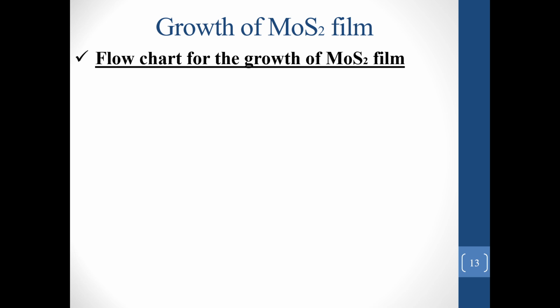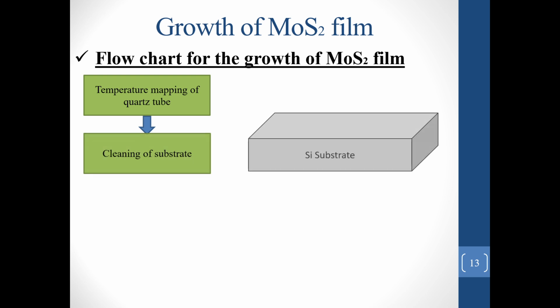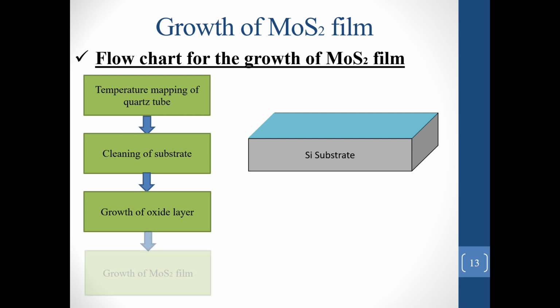Now move on towards the growth of MoS2 films. So first of all, the flowchart for the growth of MoS2 films. First, we have to perform the temperature mapping of the quartz tube. Then we will discuss the cleaning of the substrate. This is our silicon substrate. And then the growth of an oxide layer. You can see we grow an oxide layer on the surface of the silicon substrate.